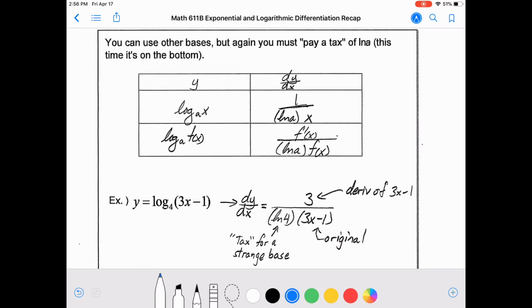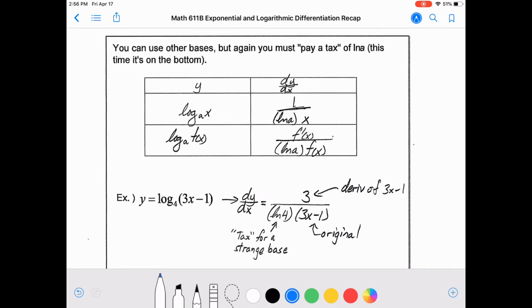You can use other bases. So we can have a log base 4, but you need to pay a tax, just like you did with the exponentials. This time, the tax shows up on the bottom of this fraction. But it's still basically original on the bottom, derivative on the top. So if I have log base 4 of 3x minus 1, here's our tax for using a base of 4. We have to put ln 4 on the bottom. And then it's original on the bottom, there's my 3x minus 1, and its derivative on the top.